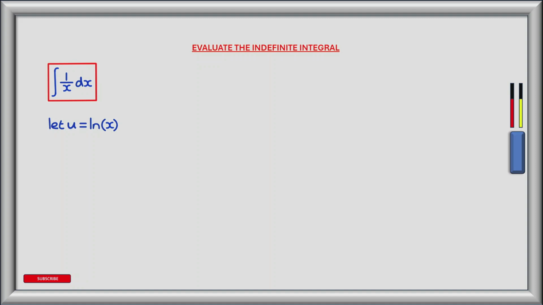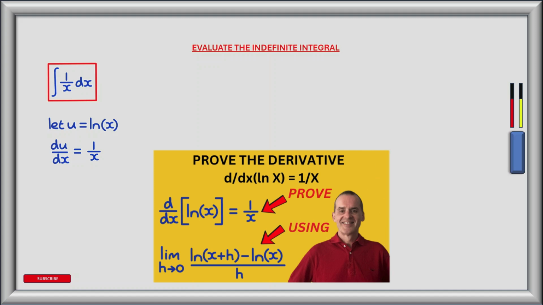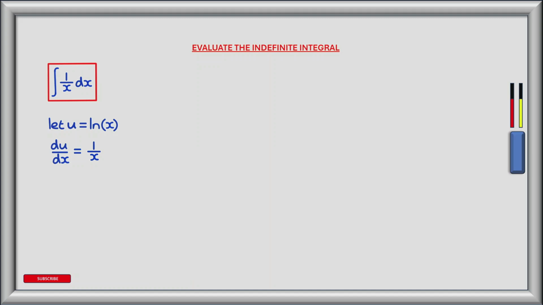So let's allow u equal to the natural log of x. Now we know from this video that if we differentiate u with respect to x, we get 1 over x. And this video will prove why, so it's definitely worth a watch. It therefore follows that du is equal to 1 over x dx.